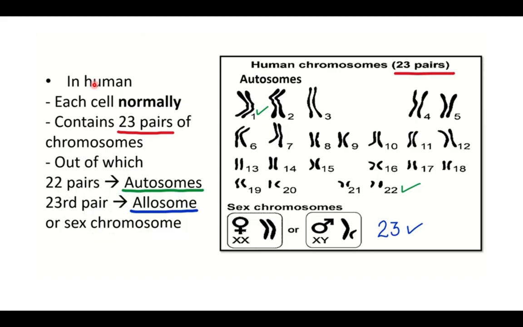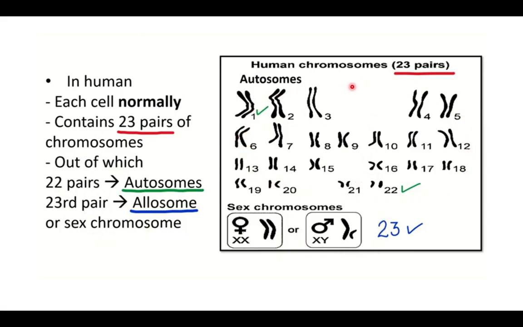So, in human, each cell normally contains 23 pairs of chromosomes, out of which 22 pairs are autosomes, and the last pair, the 23rd pair, is allosome. Allosome is nothing but sex chromosome. You can notice in the structure, 1, 2, 3, likewise, the structure is going on. You see, these are all chromosomes. Chromosomes are arranged in this way from bigger to smaller. So the structure will be like this. Totally 23 pairs are there, isn't it?